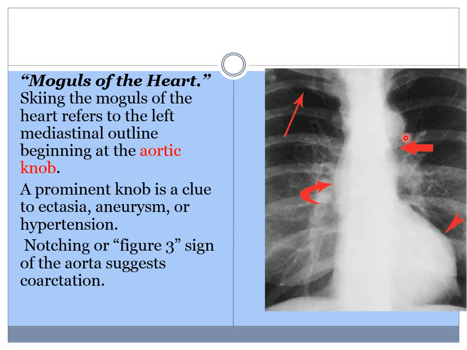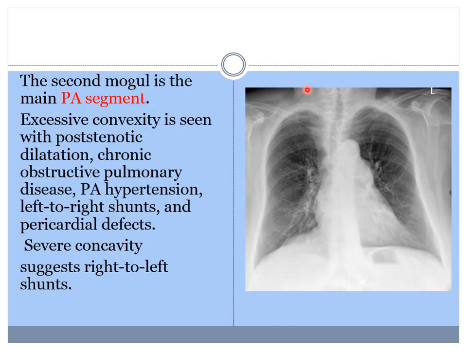First, aortic knob. A prominent knob is a clue to ectasia, aneurysm, or hypertension. Notching or figure 3 sign suggests coarctation, as shown in this picture, with a prominent ascending aorta and notching of the rib. This is a case of coarctation of the aorta.